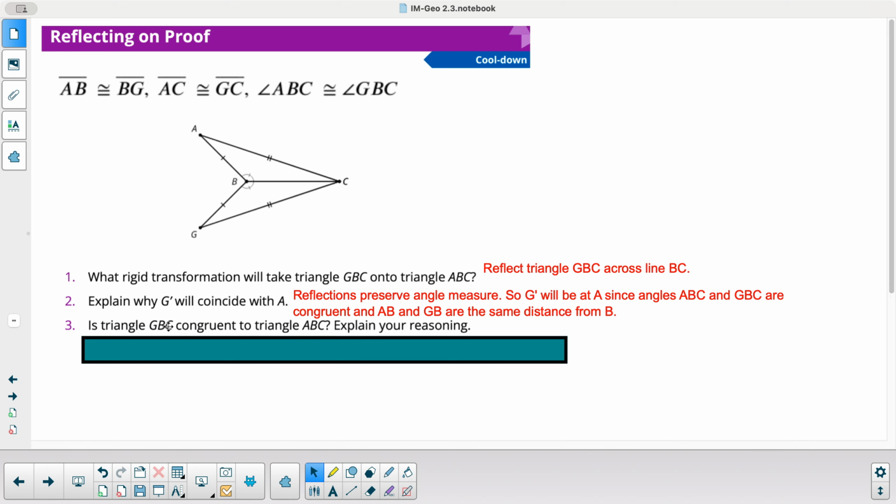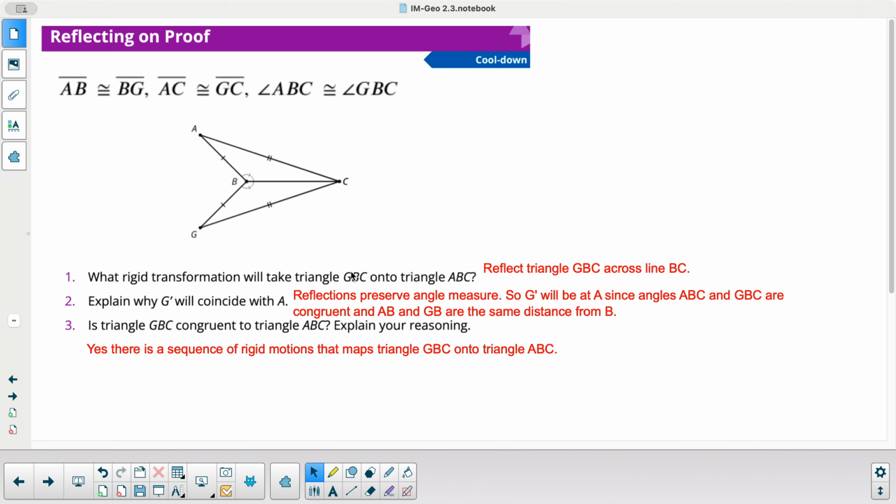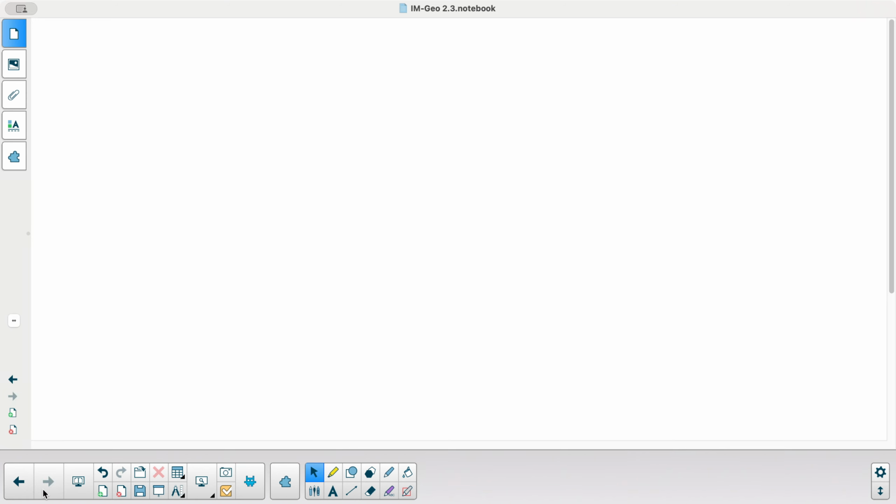Is triangle GBC congruent to triangle ABC? Explain your reasoning. Yes, there is a sequence of rigid motions that maps triangle GBC onto ABC, which we just used, a reflection. Okay. And I think that's it.